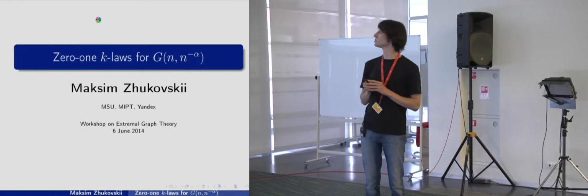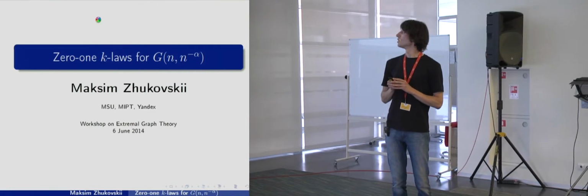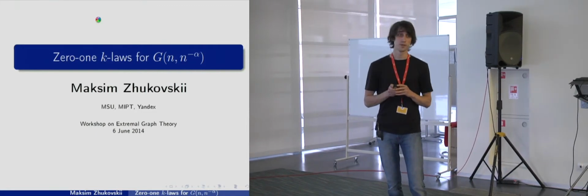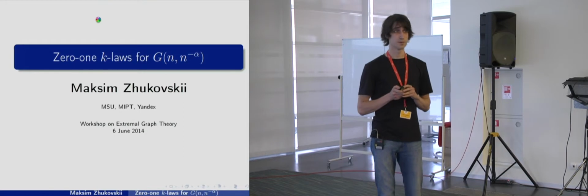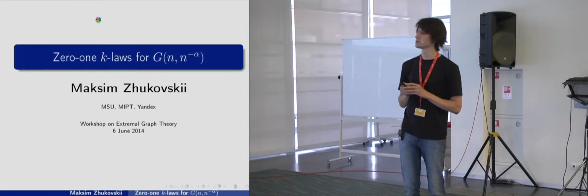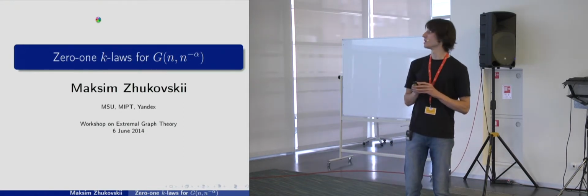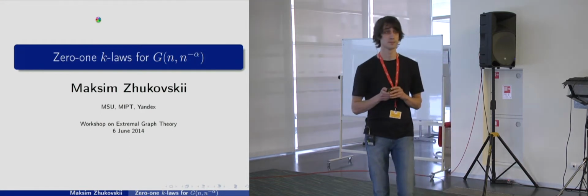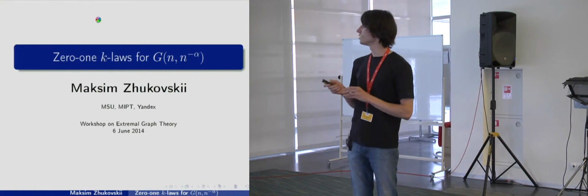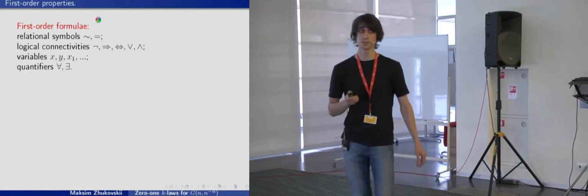I'm going to tell about the 0-1 law for the Erdős-Rényi random graph. It's about the asymptotic behavior of probabilities of first order properties of this graph. Let me start from the definitions.